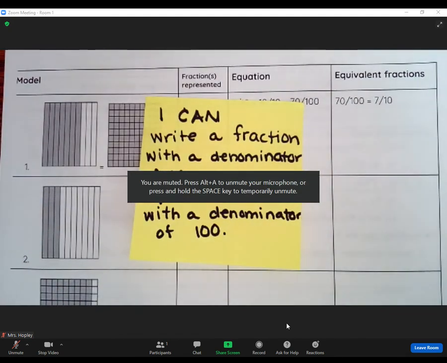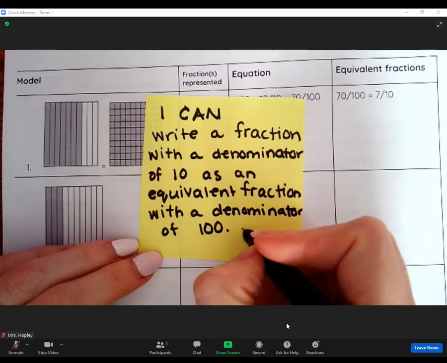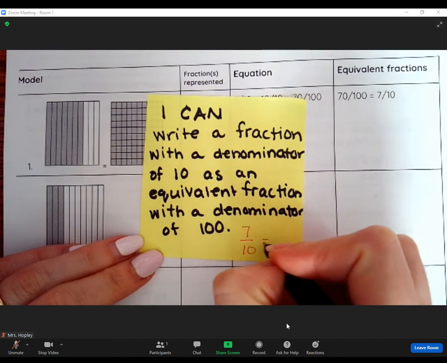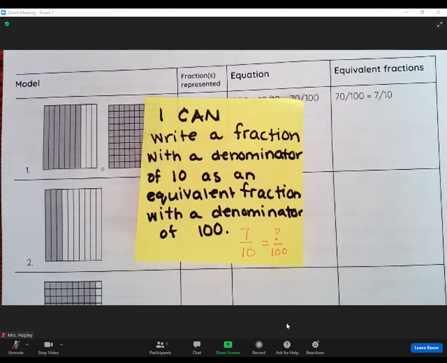So our objective for today is we can write a fraction with a denominator of 10 as an equivalent fraction with a denominator of 100. So we're going to be figuring out 7/10 equals some hundredths. All right, let's get started.